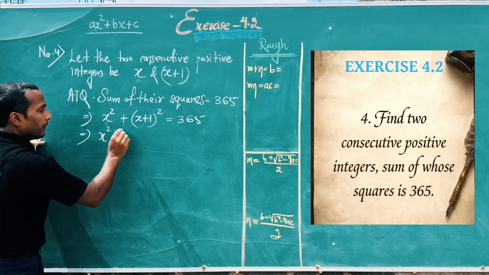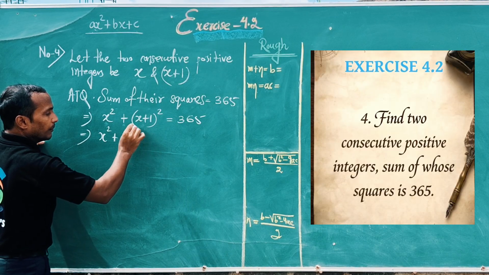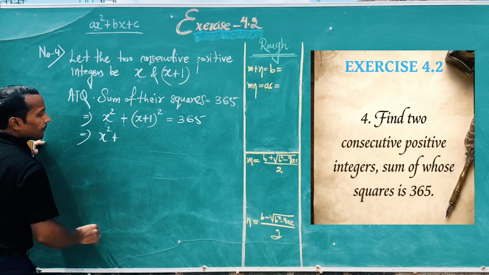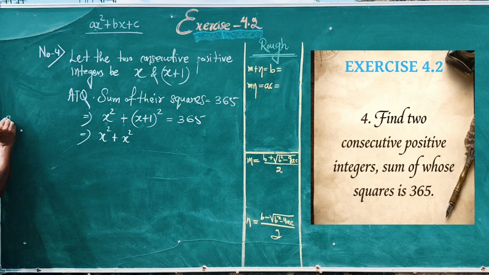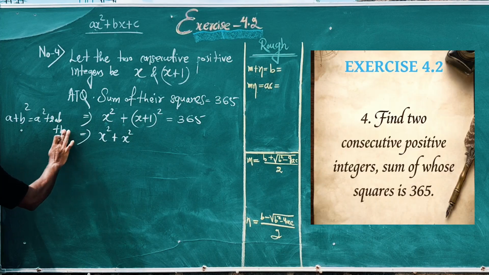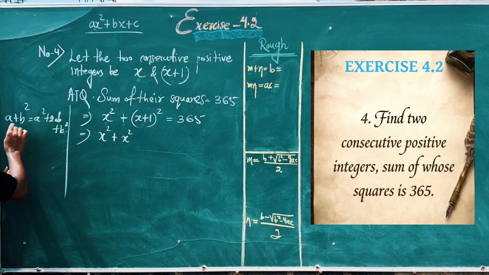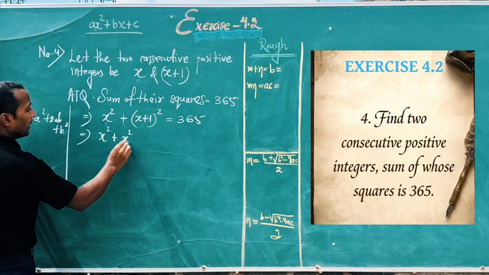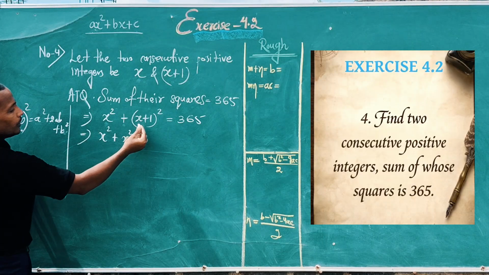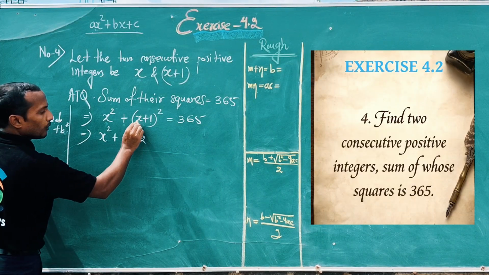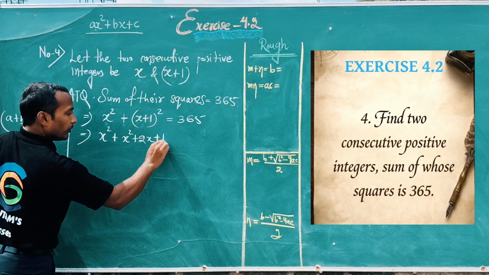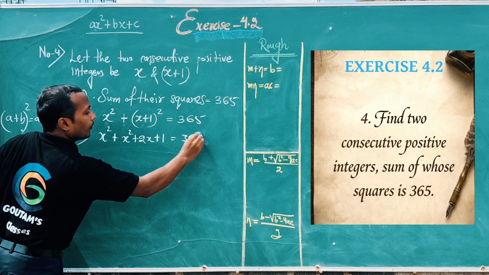x square is there already. For x plus 1 whole square, according to the identity, a plus b whole square is a square plus 2ab plus b square. Let me show you the identity here. a plus b whole square equals a square plus 2ab plus b square. So who is a here? a is x, so square of x is x square, plus 2ab, which is 2 into x into 1, that is 2x, plus b square. b square means square of 1, so 1 square is 1, equal to 365.